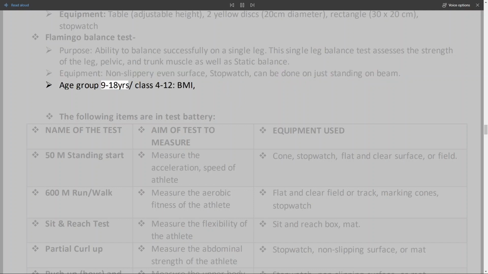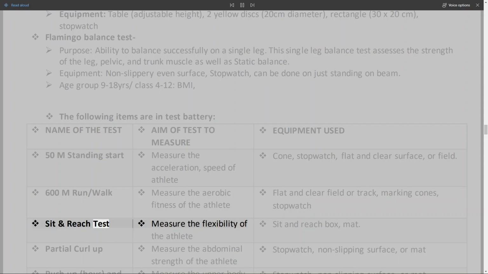Age group 9 to 18 years, class 4 to 12: BMI. The following items are in the test battery: name of the test, aim of the test, what it measures, equipment used. 50 m standing start: measures the acceleration and speed of the athlete. Equipment: cone, stopwatch, flat and clear surface or field. 600 m run/walk: measures the aerobic fitness of the athlete. Flat and clear field or track, marking cones, stopwatch.